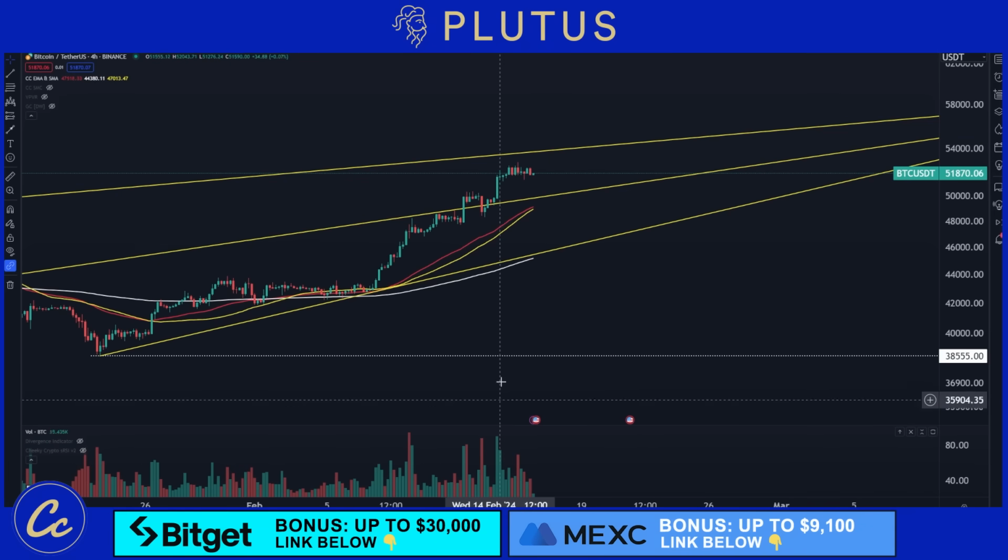$53,500. Now, as we were pushing up, we did see some volume pushing up with it, but it hasn't been as significant. It kind of comes and goes.